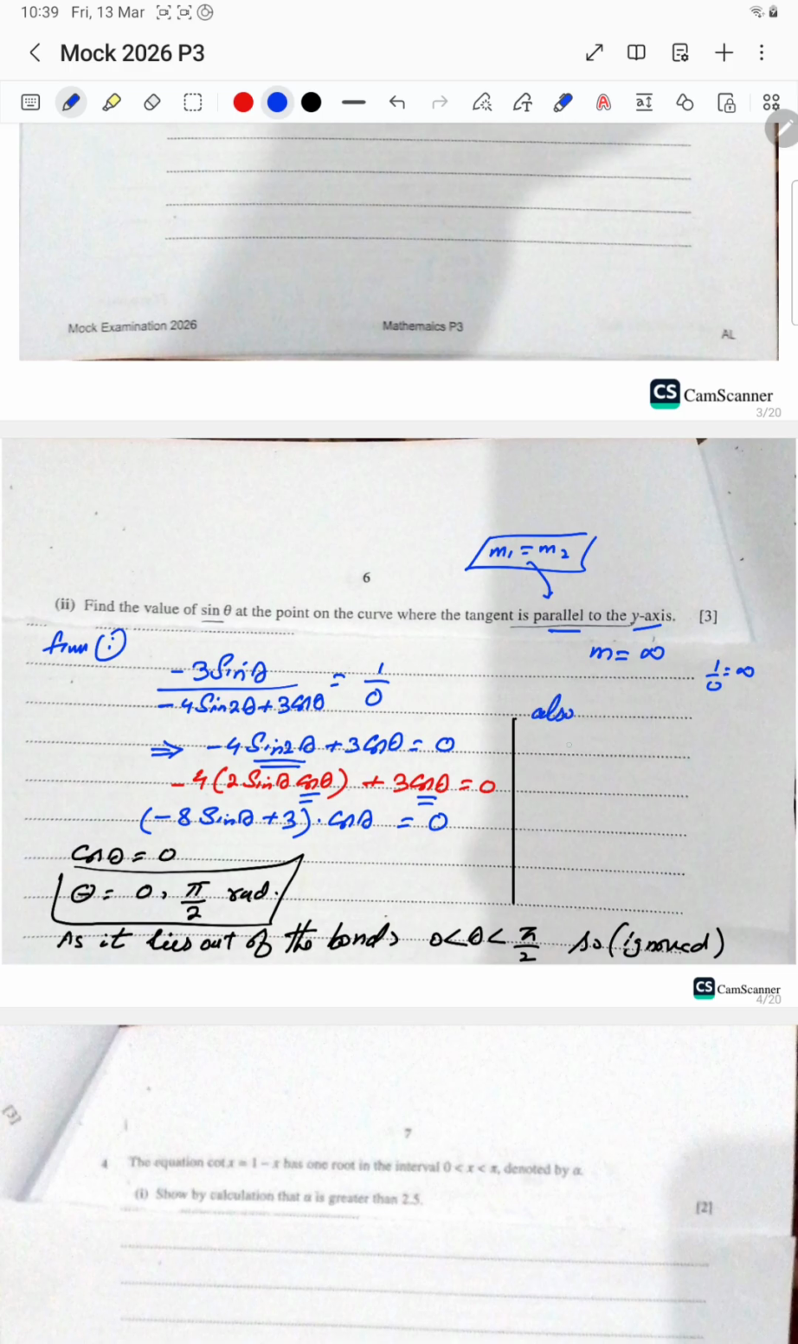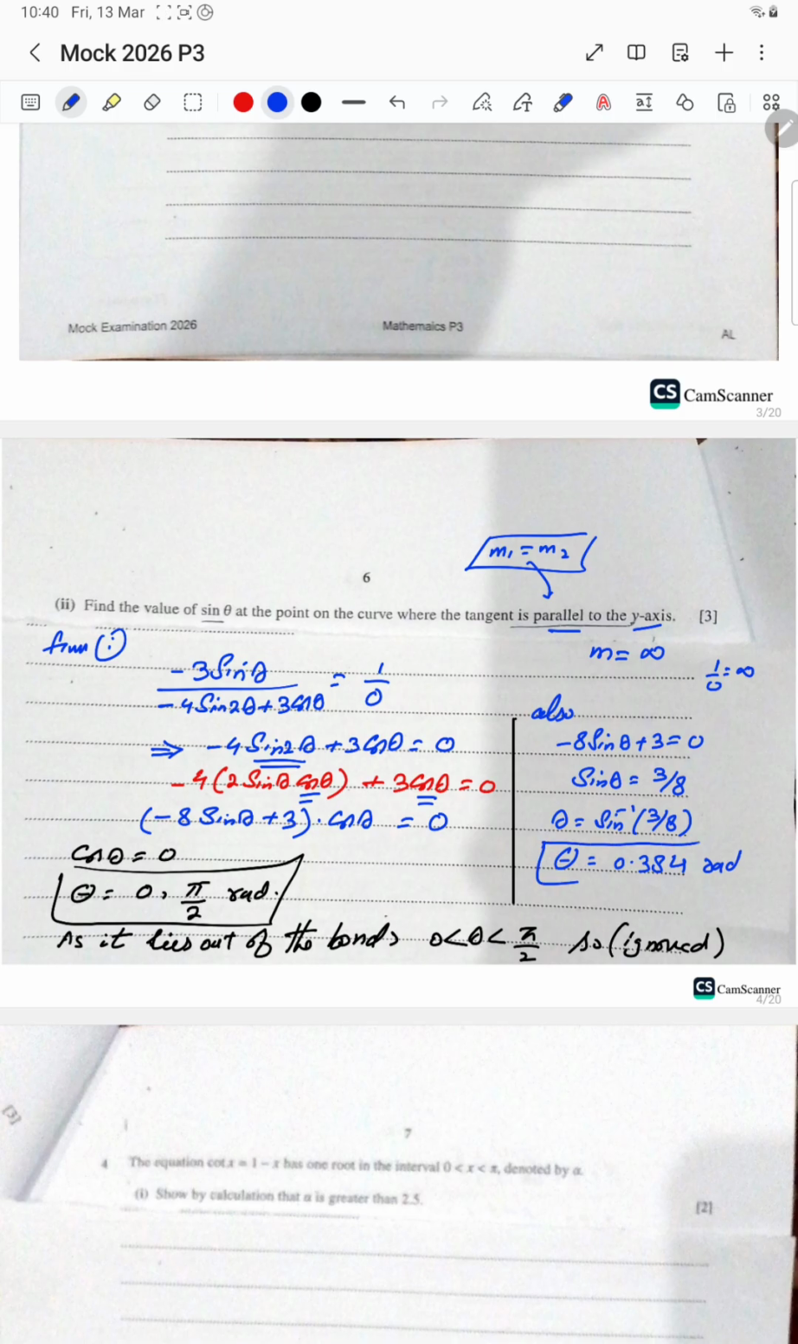Also I can write minus 8 sine theta plus 3 equal to 0. That gives me sine theta is 3 by 8, and theta will be in radian mod, sine inverse of 3 by 8. Don't forget to change the calculator mode to radian, okay? Otherwise you will get the wrong answer. I will get theta is equal to 0.384 radian. So that justifies that it is lying in between 0 and pi by 2.